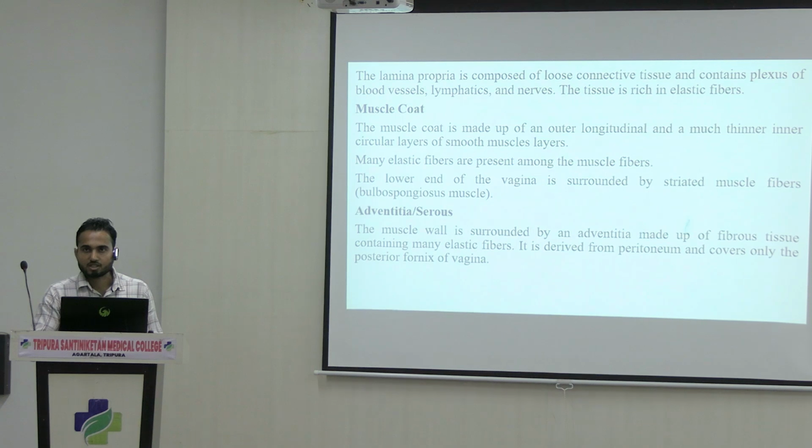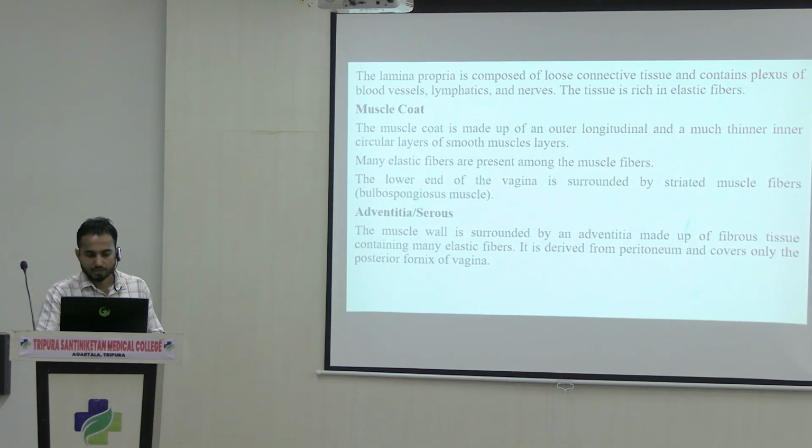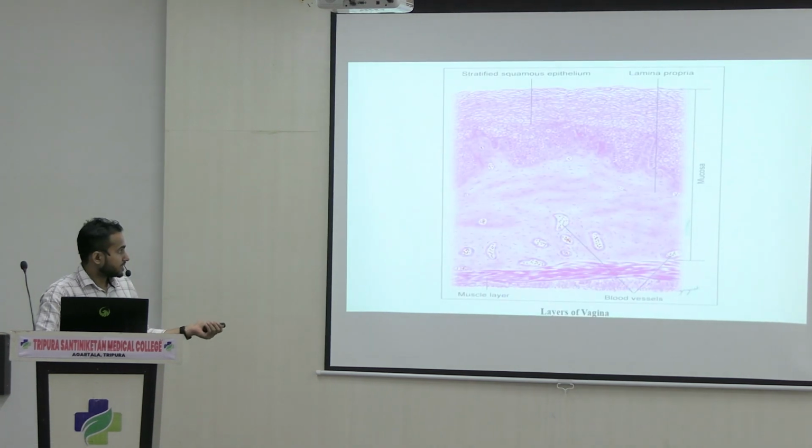And lastly, the adventitia. It is mainly made up of fibrous tissue containing elastic fibers, which is derived from peritoneum and covers the posterior fornix of the vagina. Now here you can see the layers of the vagina.